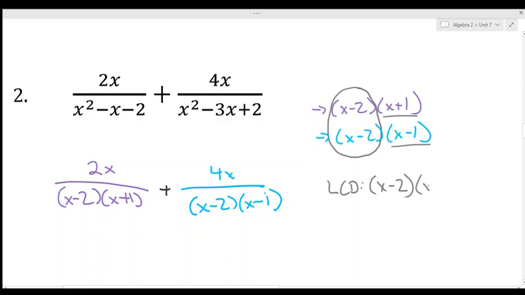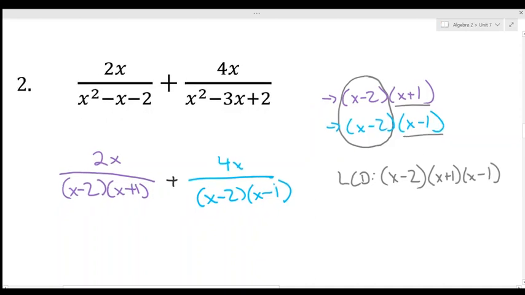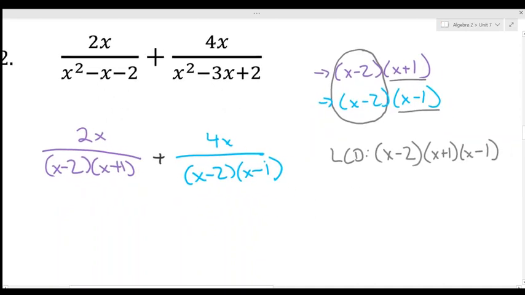Then we write whatever's left over that doesn't get circled as well. So we're going to write that x plus 1 and the x minus 1. It doesn't matter the order of each parentheses, as long as you have x minus 2 and x plus 1 and x minus 1. So our bottoms need to match the LCD. They need to have all three of these terms.